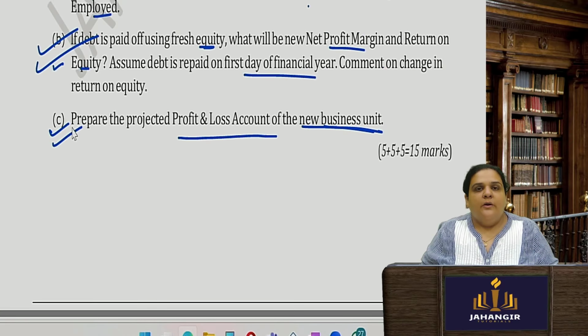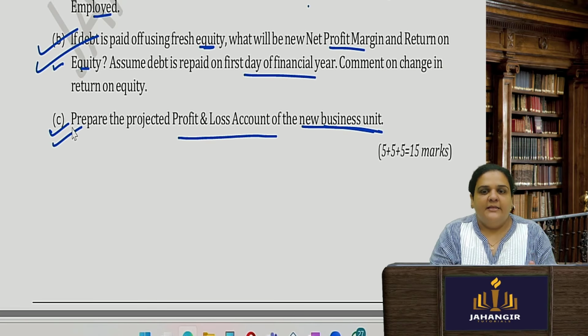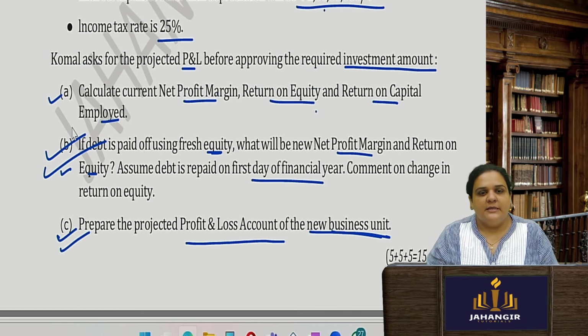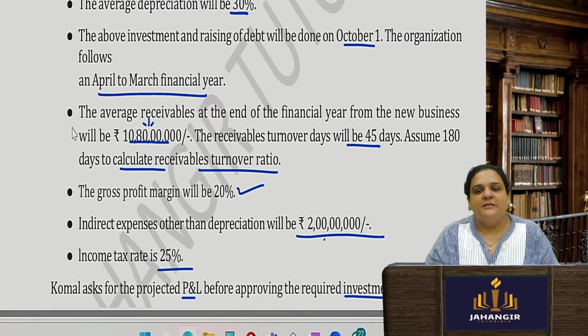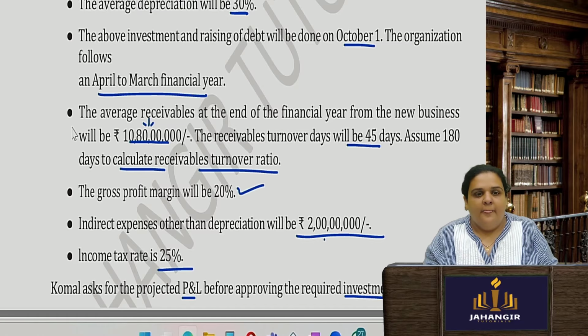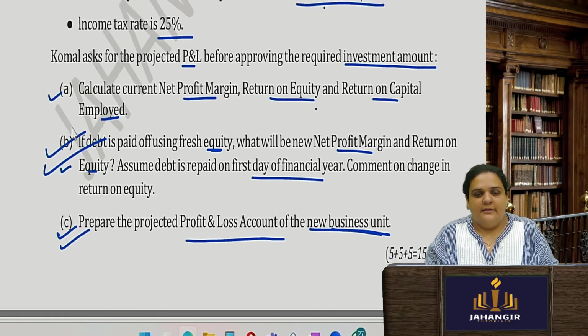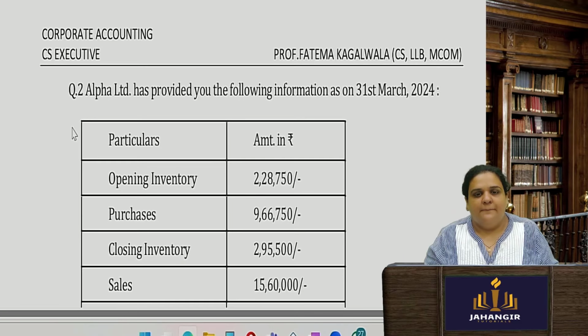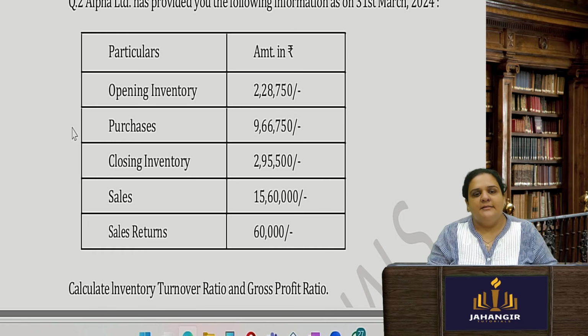Okay, so though the question looks very big, everything is there in the question. We have to just put it and solve it. Only this was tricky: average receivables and receivables turnover. So your turnover times 180 divided by 44 is 4 times. That means your turnover will be 4 into this receivables, 10 crore 80 lakhs, to get your turnover. This was the only tricky part, I think, in this sum. Otherwise everything was fine.